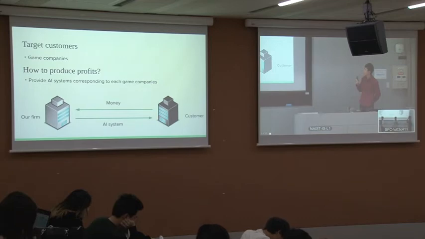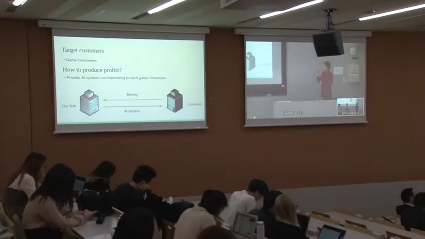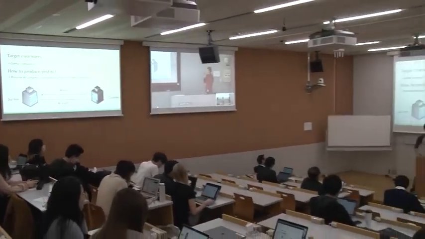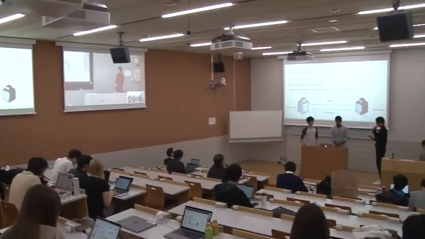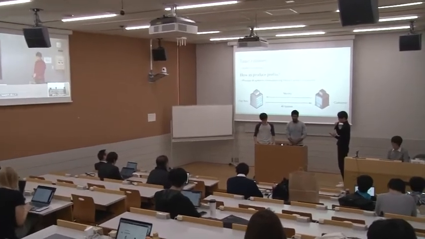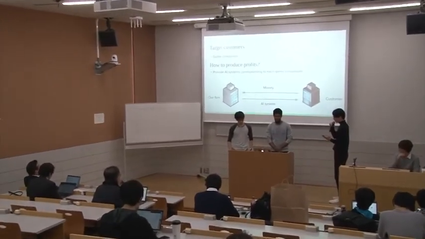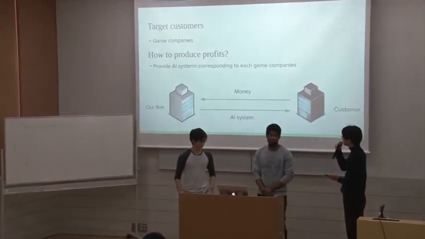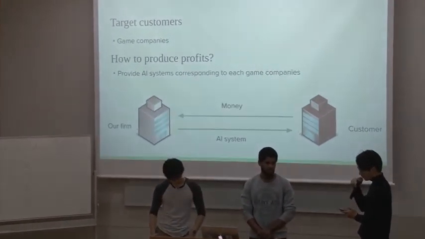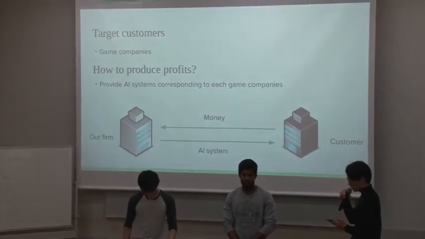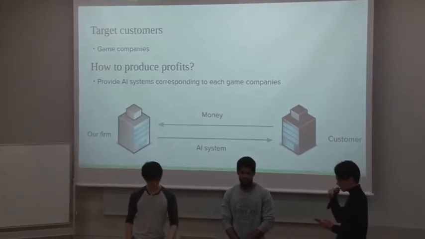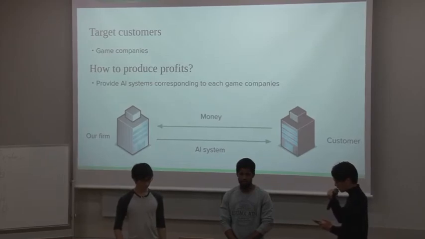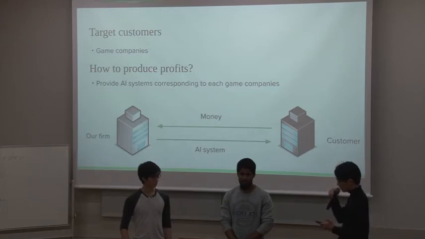Okay, so we are targeting gaming companies, especially small companies, because they will benefit more from outsourcing anti-cheat to us, as opposed to big companies like Valve, which tend to make their own anti-cheat. How to produce profits? We provide an AI system corresponding to each game company, because each game has its own characteristics and it's difficult to adapt one AI algorithm to all games.